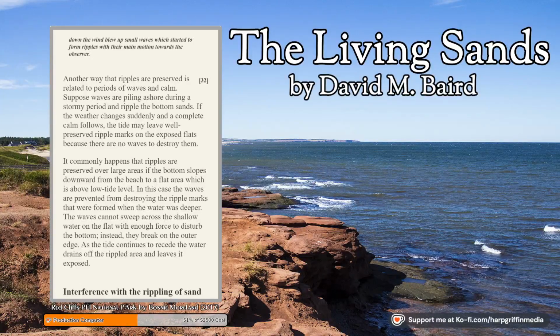It commonly happens that ripples are preserved over large areas if the bottom slopes downward from the beach to a flat area, which is above low tide level. In this case, the waves are prevented from destroying the ripple marks that were formed when the water was deeper. The waves cannot sweep across the shallow water on the flat with enough force to disturb the bottom. Instead, they break on the outer edge. As the tide continues to recede, the water drains off the rippled area and leaves it exposed.